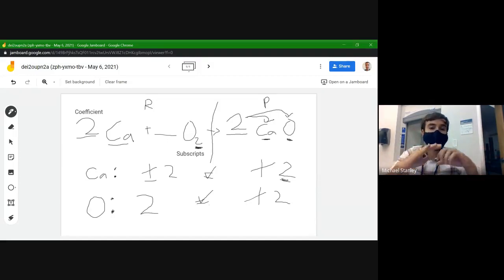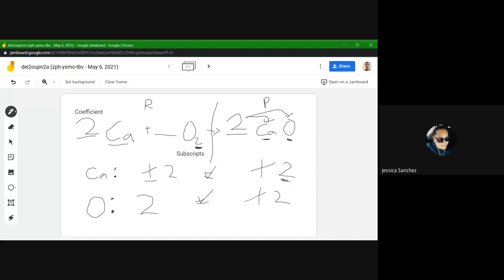Anybody have any questions? Anything that we just went through where you're still not really sure where some of these numbers came from? Do you just pick the number 2, or how do you get the big number 2?